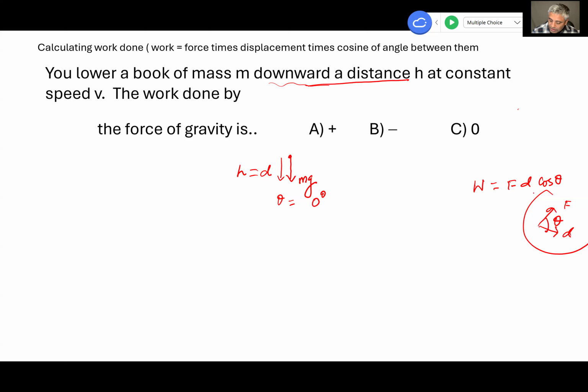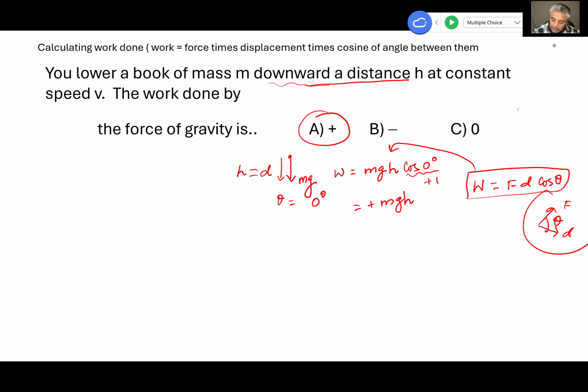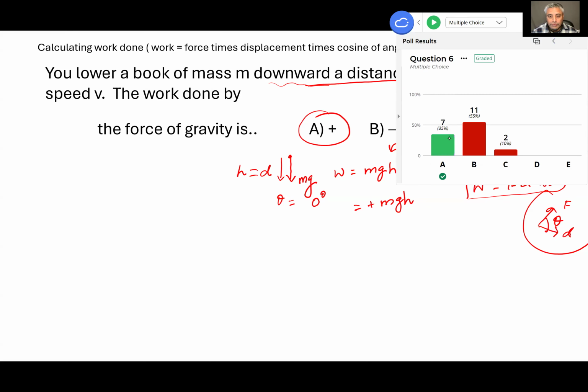Okay, so in this equation, there is no speed, so speed does not matter. So that gives me this formula, work done is mg times h times cosine of angle between them. Cosine 0 degrees is positive 1, which means the work done is positive mgh. So looks like A is the correct answer in this case. See, a lot of you made a mistake. What happened?